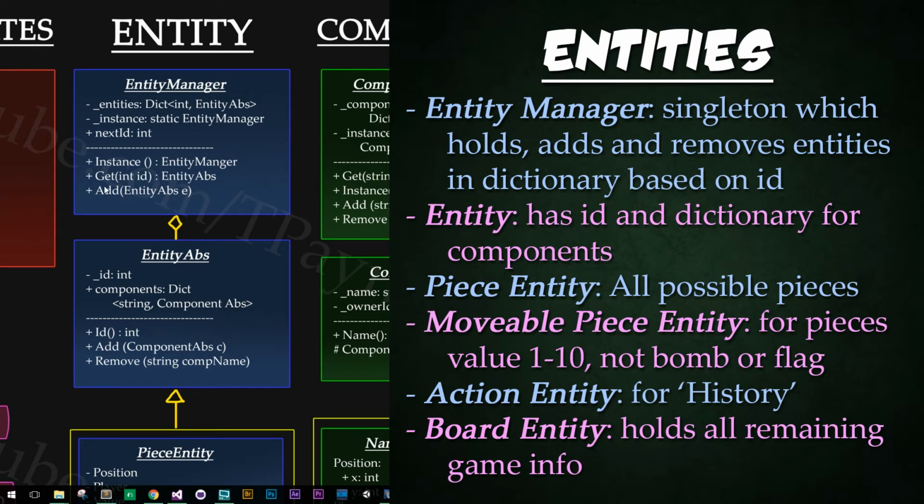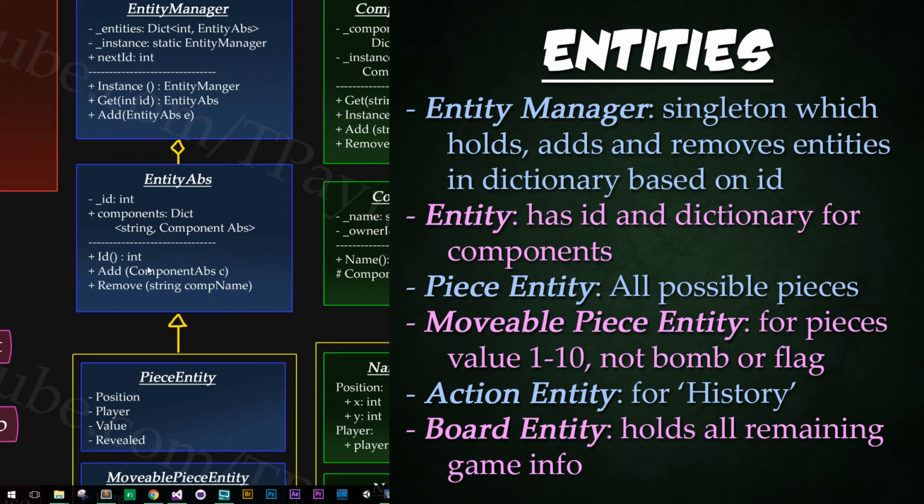And then we just have an add. This is where we pass in an entity, it is assigned an ID and added to the entity dictionary. Here is our abstract entity, or our base class entity. Every single entity will have a unique ID, and will have a components dictionary that just has a string and then the component that it's going to be holding.